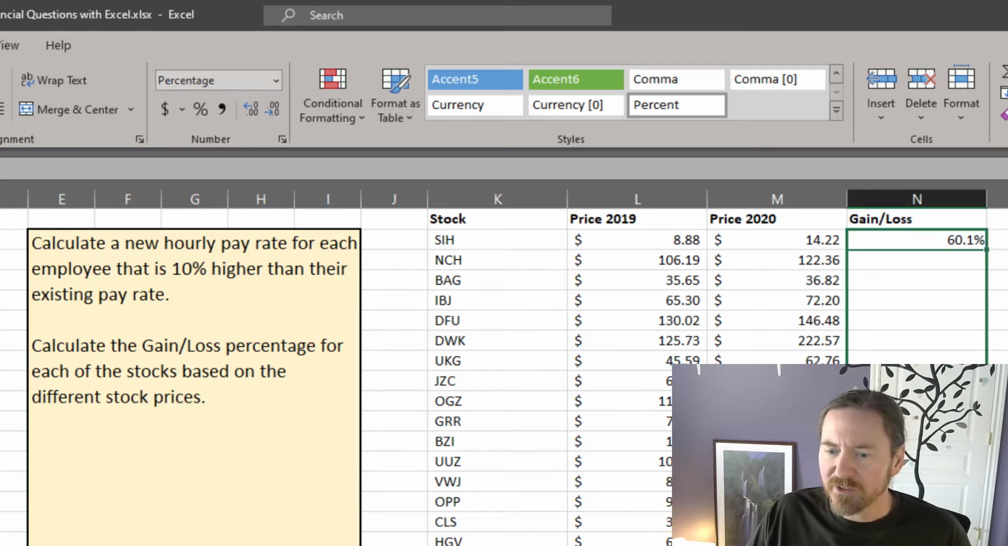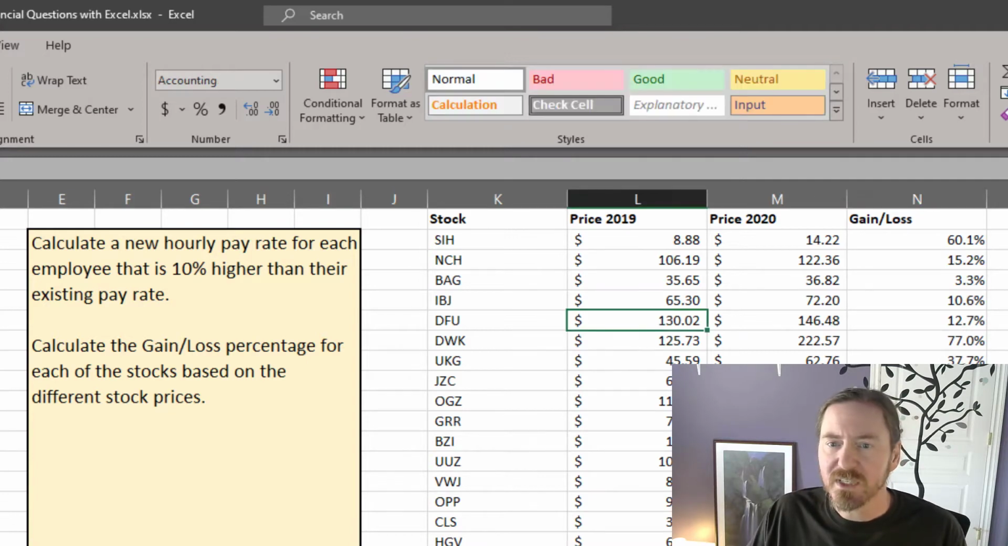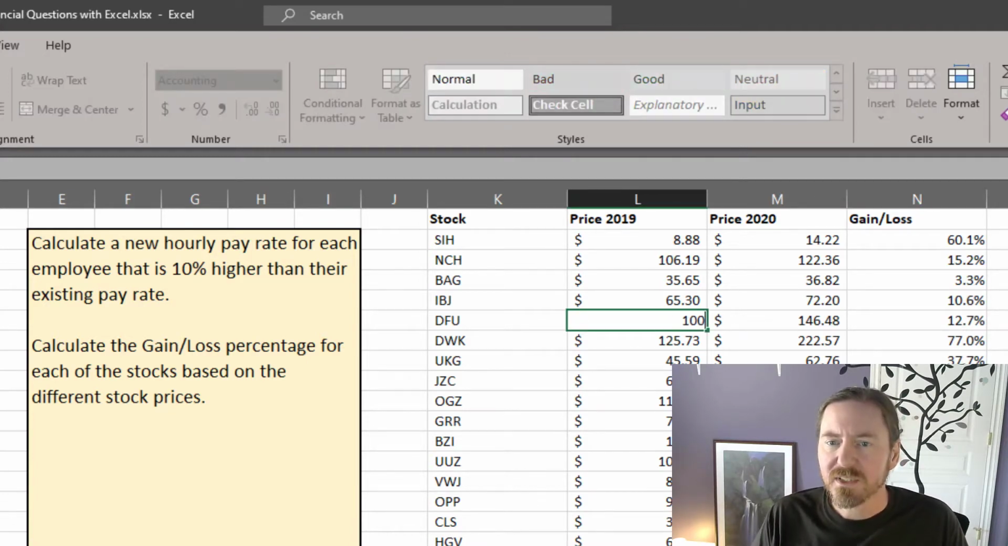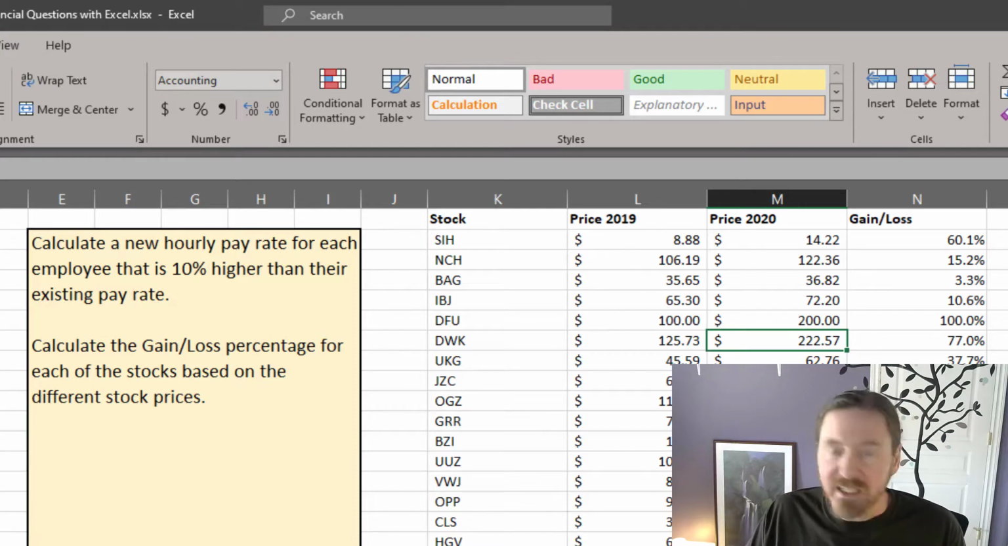So I'll just autofill it all the way down. And what's nice about these, remember, you can test them out pretty easy. Maybe we had something that was $100 and it changed to $50. Well, that was a decrease of 50%. All right, makes sense. What if it was $100 and went up to $200? Well, that was an increase of 100%. I think that takes care of the first result.